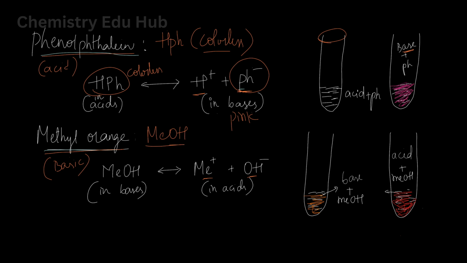Similarly, methyl orange is basic, so when placed in bases, it is light yellow or orange in color. But when placed in acids, it turns into methyl plus ions and turns dark red in color. So acid with methyl orange shows red color, and base with methyl orange shows light yellowish orange color. Normally the methyl orange color is also orange, according to its name. So this is the behavior of a few common indicators using Ostwald's theory.